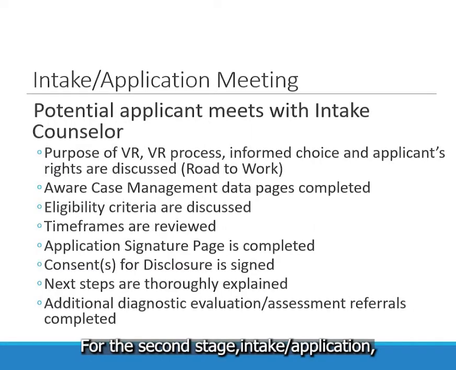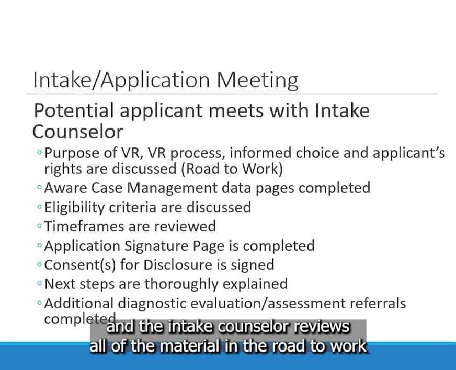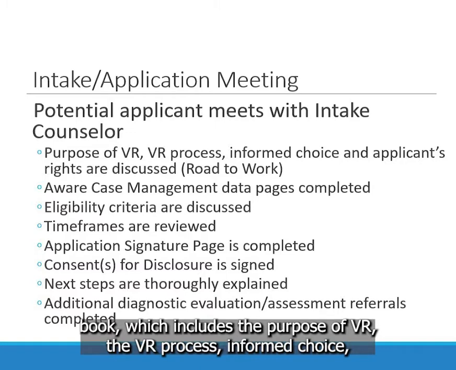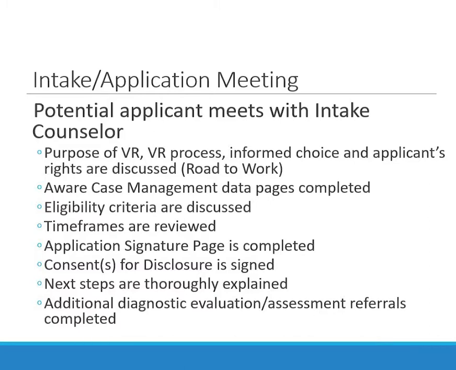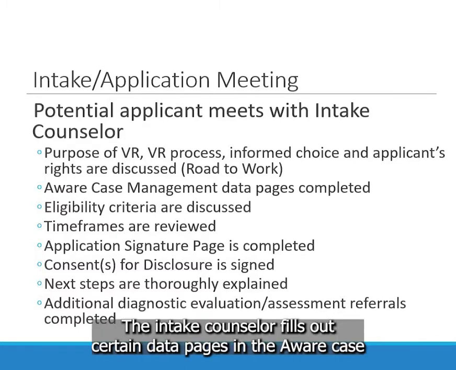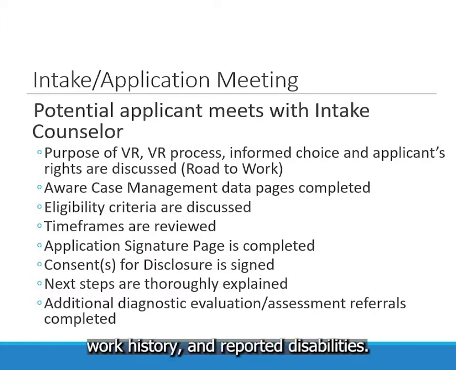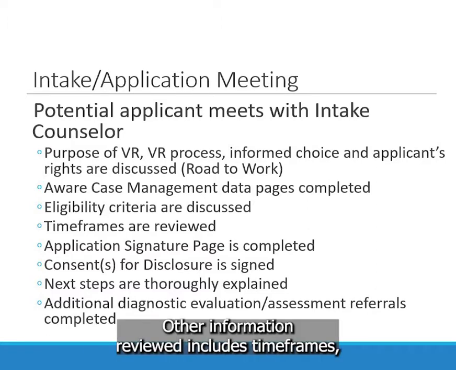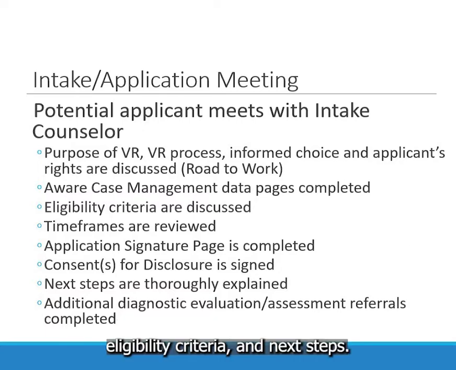For the second stage, intake/application, the potential applicant meets with an intake counselor, and the intake counselor reviews all of the material in the Road to Workbook, which includes the purpose of VR, the VR process, informed choice, applicant rights, and appeal information. The intake counselor fills out certain data pages in the Aware Case Management System related to the participant's educational history, work history, and reported disabilities. Other information reviewed includes timeframes, eligibility criteria, and next steps.